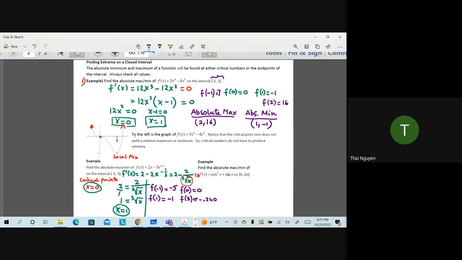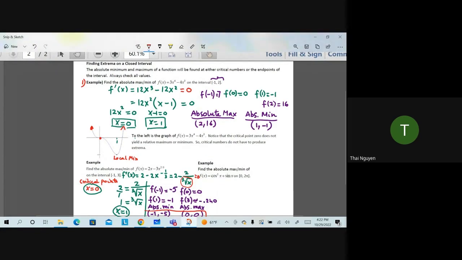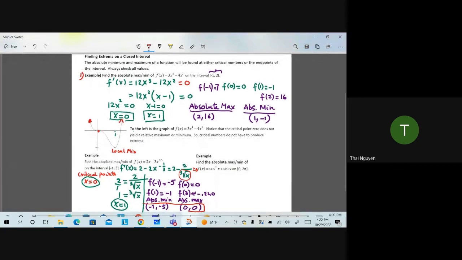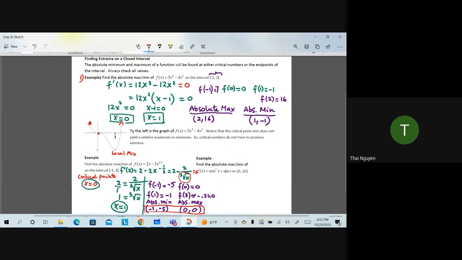So therefore, the absolute min is going to be (-1, -5), because negative 5 is the lowest. And the absolute max is going to be 0, the only one that is not negative. So 0 is a max. Now, remember, 0 can be a max as well if every other value is negative. So make sure you don't say, oh, 0 cannot be a max. Yes, it can.